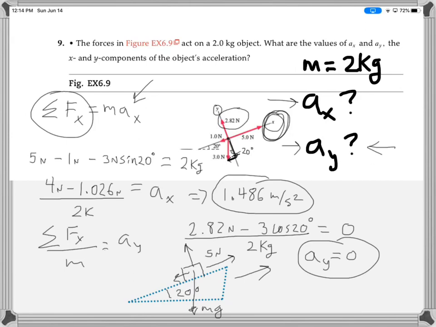And as in a real life situation with this block on an incline, we also got in this problem that the acceleration in the y is 0, which is exactly what you expect because the block moves on the inclined surface. The block doesn't take off from the surface, the block doesn't dig into the surface. So remaining on the surface means that the acceleration of the object perpendicular to the surface is 0. And that's what we got. We got a_y equals 0. All right?